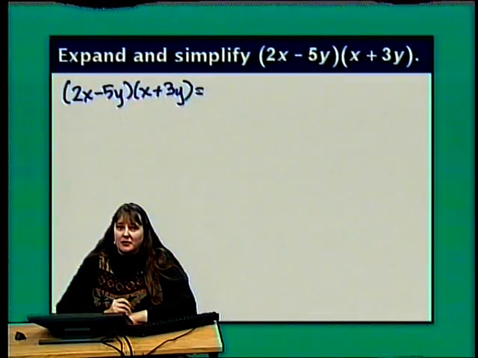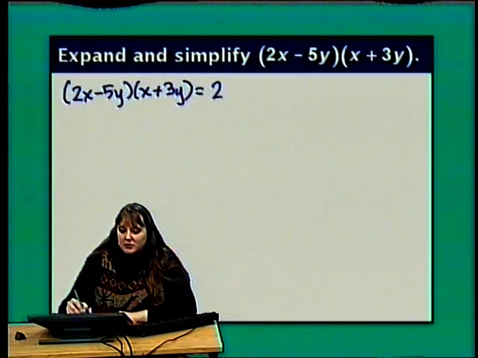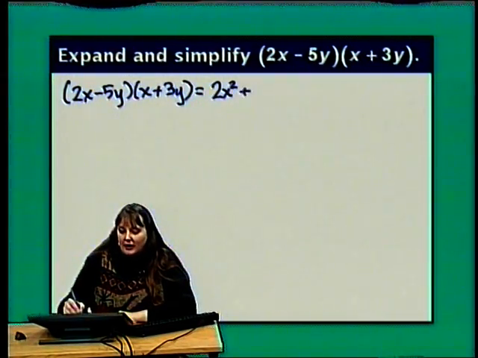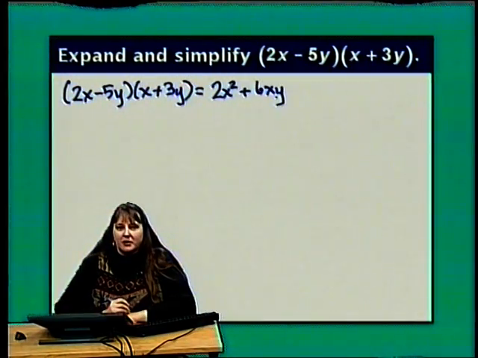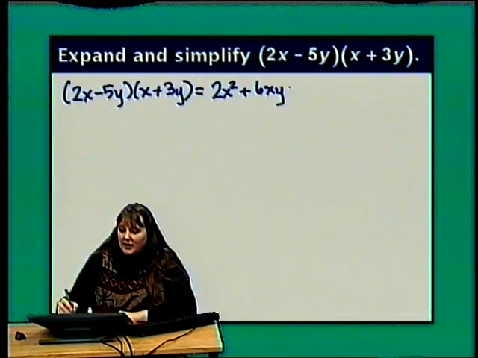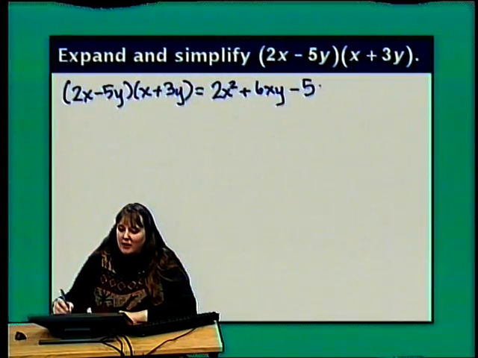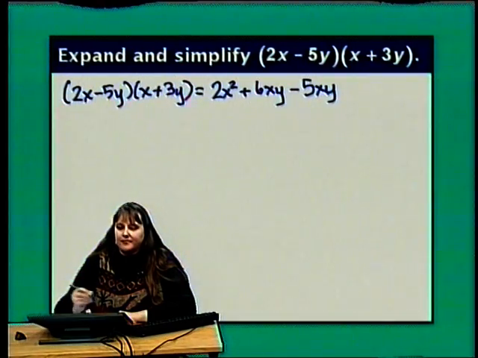Multiplying the first two terms together, 2x times x would give me 2x squared. Now for the product of my outer terms, I'm looking at 2x and 3y. When I multiply 2x and 3y together, I get 6 for a coefficient, and my variables are x, y in alphabetical order. For the product of my inner terms, I'm multiplying negative 5y and x. Negative 5y times x, well, I'm going to have a coefficient of negative 5, and changing the order so that the variables are in alphabetical order, I'm going to write xy rather than yx.